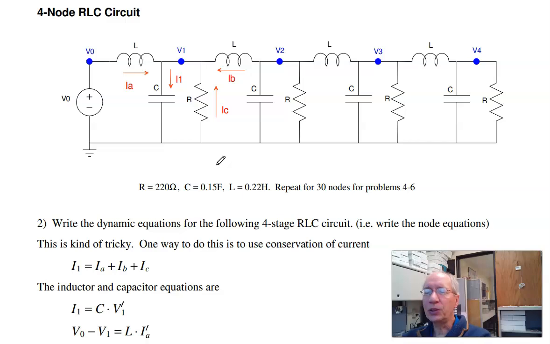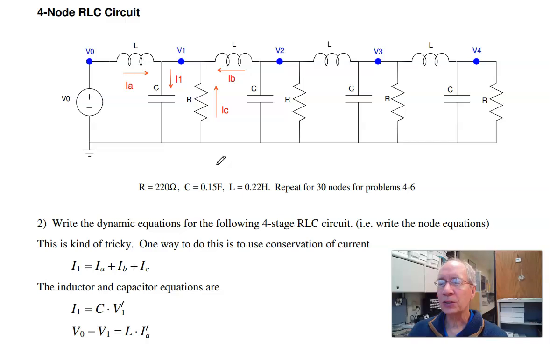Problem 2 looks at analyzing this circuit. This is an RLC circuit, and that looks really intimidating. It's actually not too bad. There's kind of a trick to it. What I want to do is say the current through the capacitor is IA plus IB plus IC. That's conservation of current. From before, the current through a capacitor is I = C dV/dt.